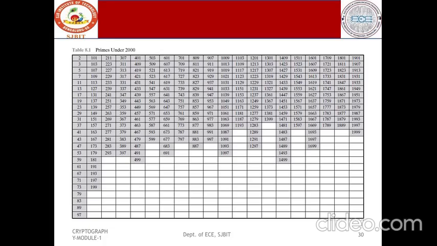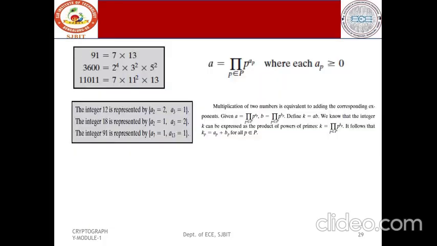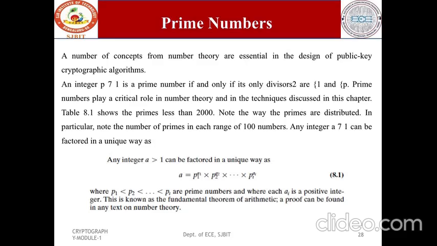Any integer a that is greater than 1 can be factored in a unique way. It can be written as a is equal to p1 to the power of a1 into p2 to the power of a2 into pt to the power of at. Here p1 less than p2 less than pt are prime numbers, and each ai is a positive integer. This is known as the fundamental theorem of arithmetic. A proof can be found in number theory texts.